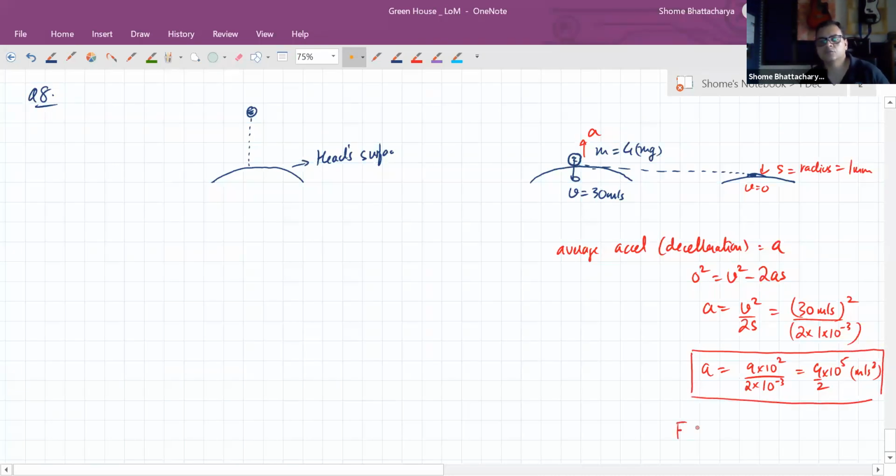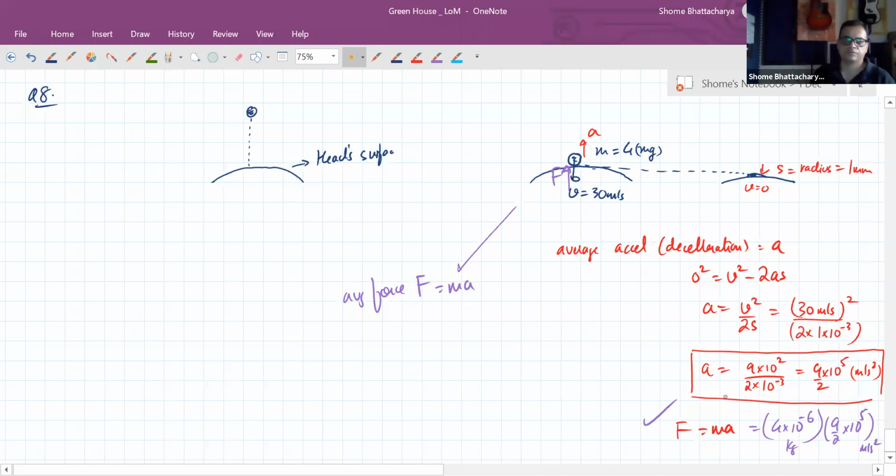Okay. So the force will become mass into acceleration. So whatever force the head is applying on this, this average force will become mass into average acceleration. So that will become 4 milligrams, so 4 into 10 raised power minus 6 kg into 9 by 2 into 10 raised power 5 meters per second square. So this will give you the force. Okay, understood this?